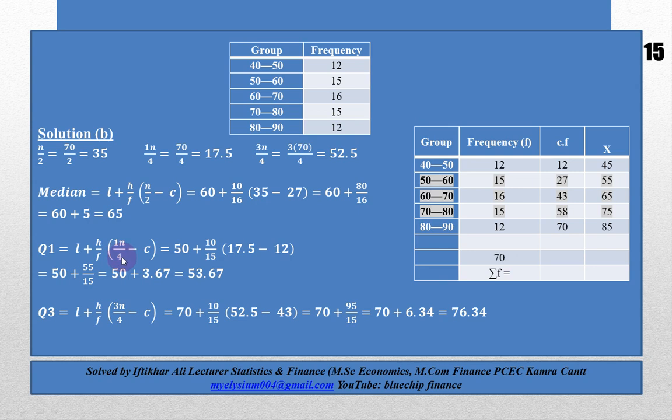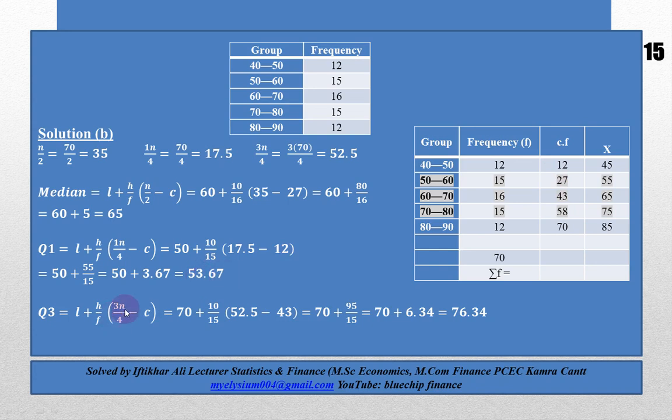70 by 4 is equal to 17.5. So 17.5 falls in the cumulative frequency of 27. So this will be our model class. L is 50, h is 10, we already discussed, and f is 15. N by 4 is 17.5 minus the cumulative frequency prior to the model class, that is 12. So quartile 1 is 53.67.